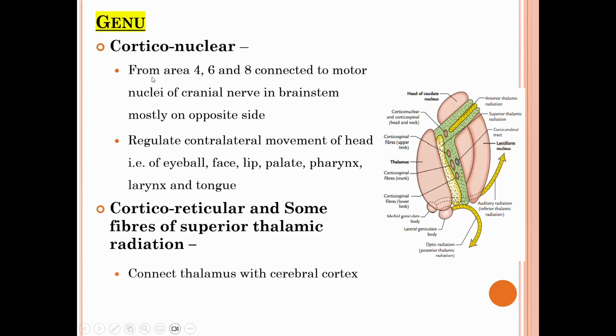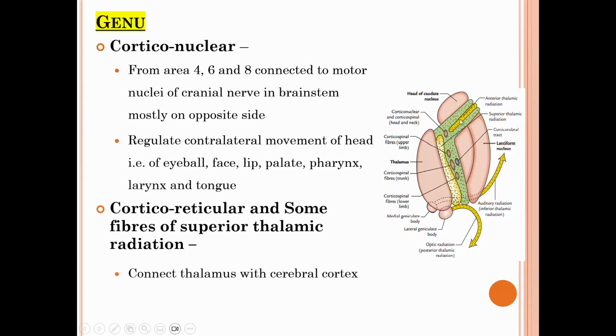So there are corticonuclear fibers from areas 4, 6 and 8. They connect to the motor nuclei of cranial nerves in the brain stem of the opposite side. They regulate the contralateral movement of the eyeball, face, lip, palate, pharynx, larynx and tongue. Okay, so these are the corticonuclear fibers which are present here in the genu.